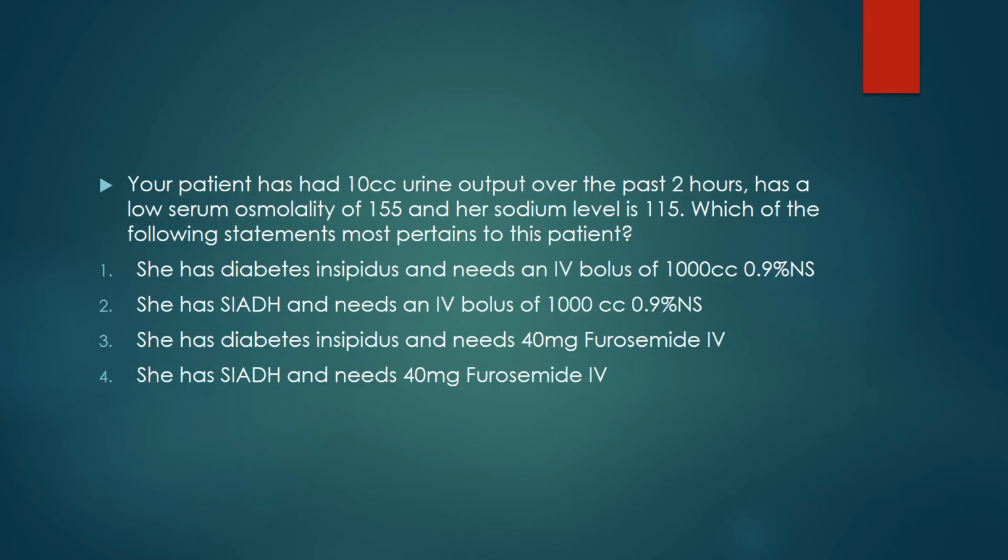The correct answer is 4. So we're seeing signs of too much water in the body and not enough urine output. She only voided 10 cc's of urine over the past 2 hours. Remember, a rough estimate for normal urine output is about 30 cc's an hour. And her serum osmolality is low, and her serum sodium level is very low. So we have too much water in the body and dilutional hyponatremia. So she has SIADH. She needs to get rid of that water in the body with furosemide or Lasix.